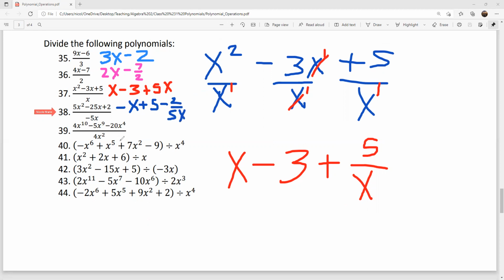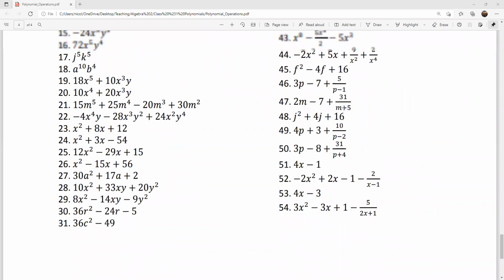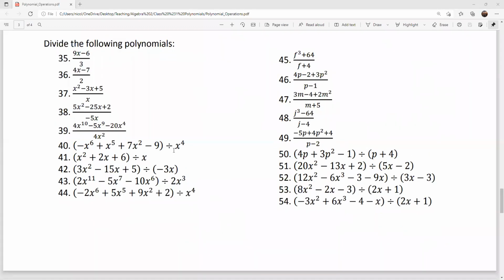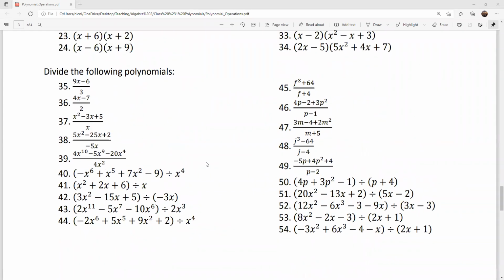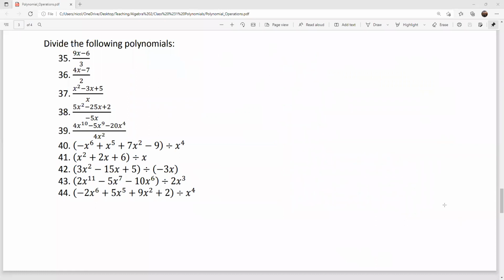So you can do the remaining ones for practice. The answers are down here. And if you have any questions with dividing with one term, let me know. There will be a separate video on dividing with two terms. So before we go, let's do one more. Let's go to number, where did we leave off? Number 39.